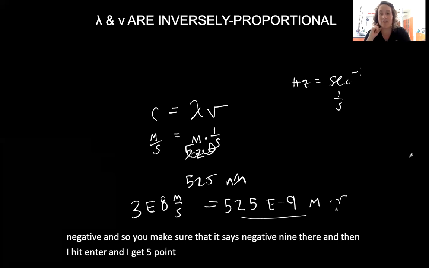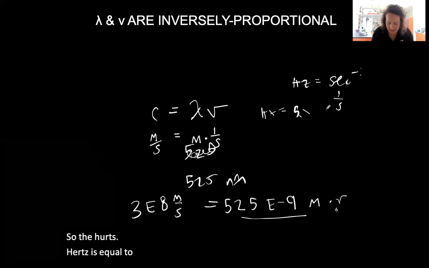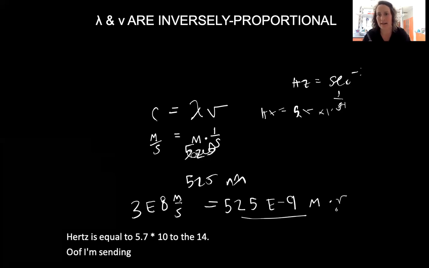And I get 5.7 times 10 to the 14th. So the hertz is equal to 5.7 times 10 to the 14. But that is the frequency of green light.